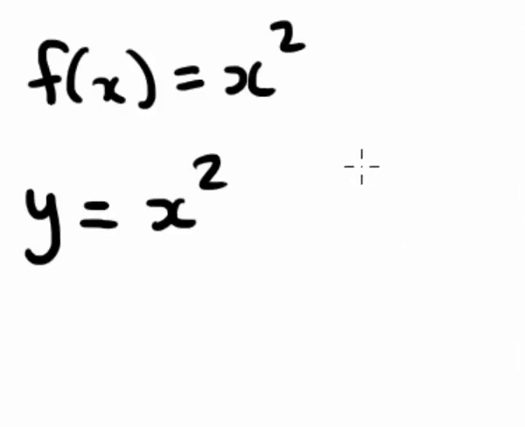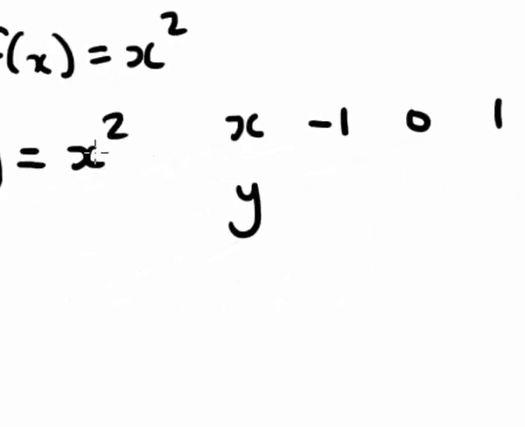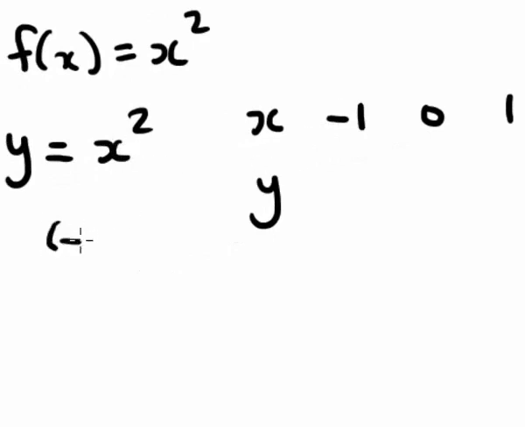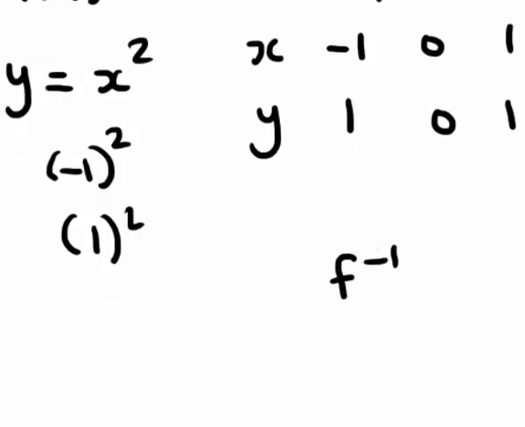No problem. If you pick some x values, let's say minus 1, 0 and 1, and you square them, minus 1 squared will of course give you 1, 0 squared is 0, and 1 squared is 1. It'll be easy to draw that graph. This is the graph of f. But now what about the inverse of this graph? Okay, let's have a look.